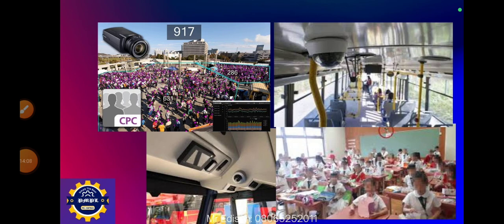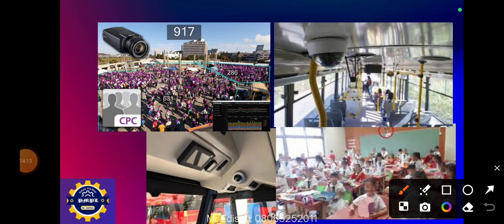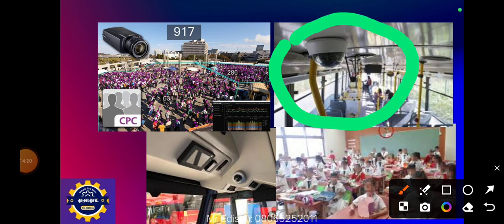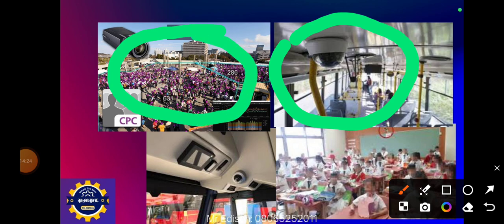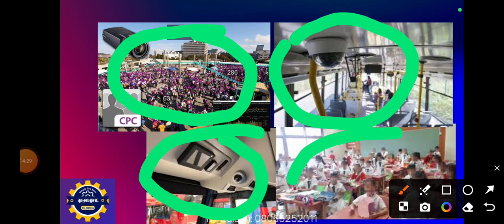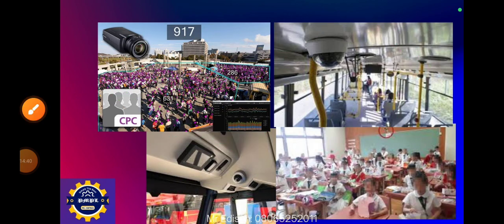Now, these are examples of CCTV deployed in various locations. This one is in a transport facility. This one is for crowd control. This one is also in a bus. This is in a school. So that's it.